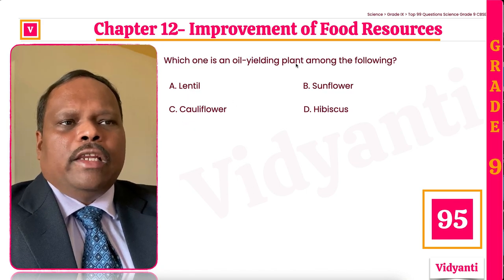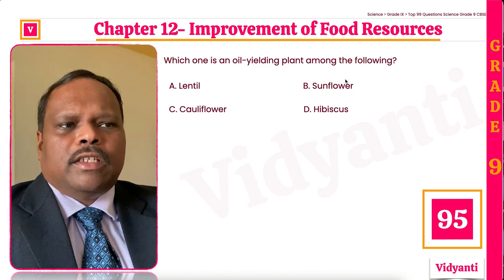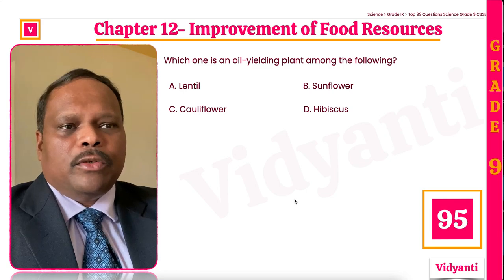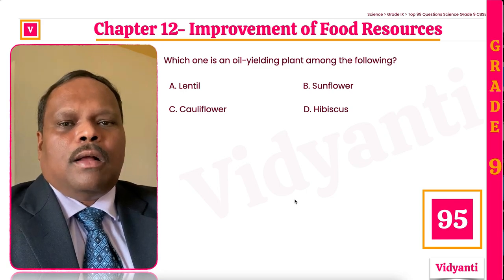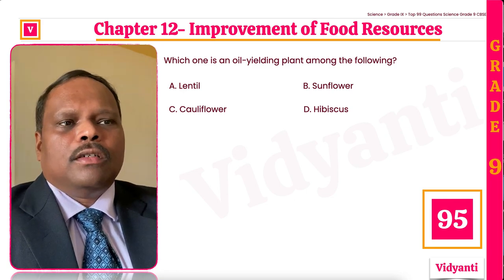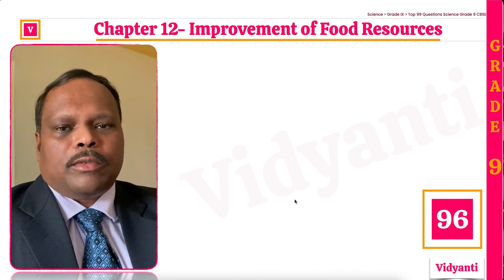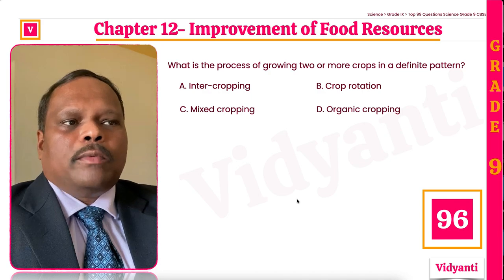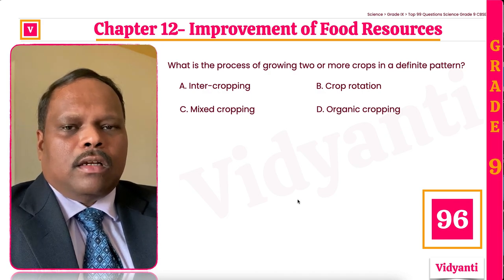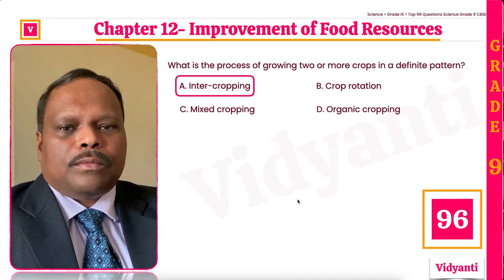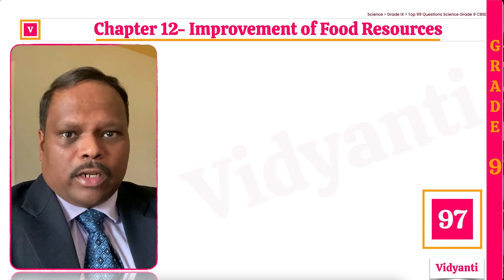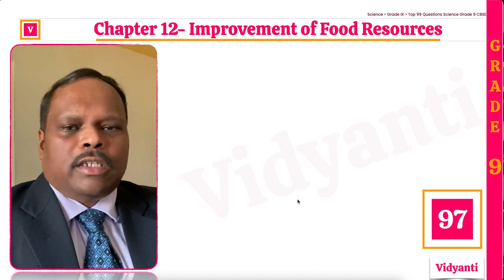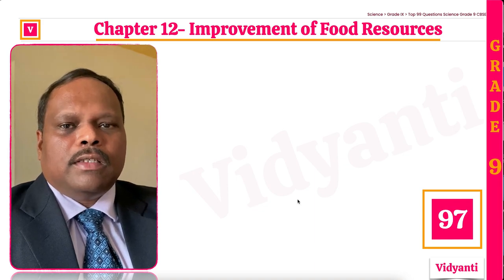Which one is the oil yielding plant? Well, actually sunflower oil, which is available at the shop. Probably some of you might be using that right now for cooking of food. So sunflower is the correct option. What is the process of growing two or more crops in a definite pattern? Well, that will be intercropping. Crop rotation is totally different. In crop rotation, in one season you take one crop, so it's still one crop in a season.